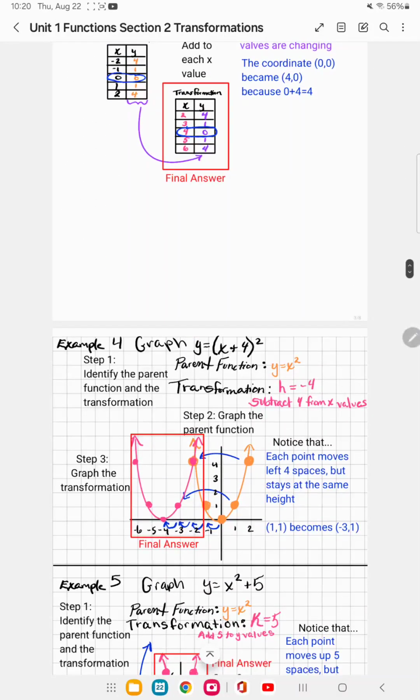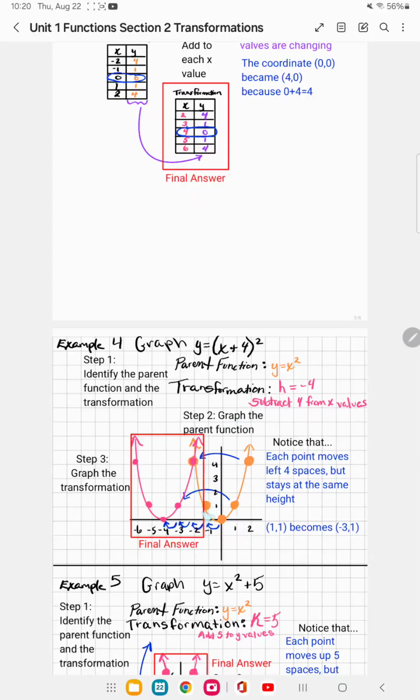Now example 4, we've got another graph to make, and this one is y equals (x plus 4) squared. So instead of minus, now it's plus. So we're going to identify the parent function. It's still the same. X is being squared. And our transformation now, opposite sign. So h is -4 because I see a plus there. So I'm going to subtract 4 from all the x values, which basically is going to tell me to move each point to the left 4 spaces when I graph it.